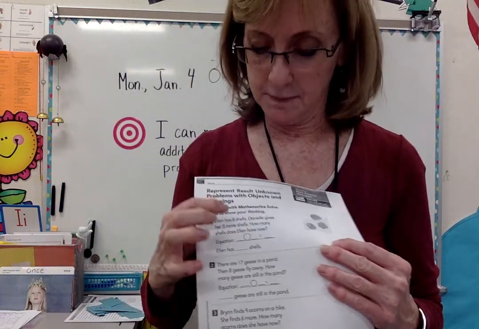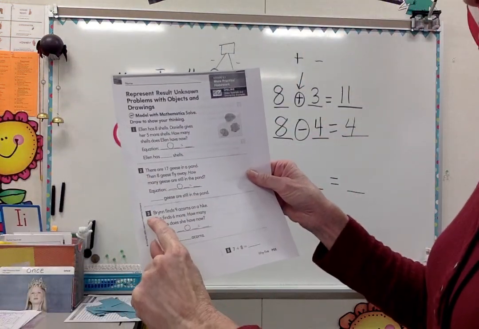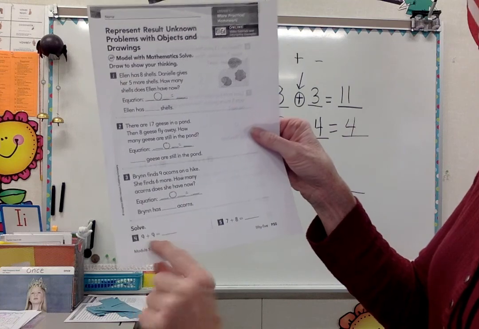She had 8, so I would write down 8 here. And then Danielle gave her 5 more. So are we bringing them in or are we getting rid of them? Okay. If we're bringing them in, we need to do an addition problem. If we're getting rid of them, we need to do a subtraction problem. Pretty easy, okay? So you're going to do 2, 3, 4. You're just solving this problem.